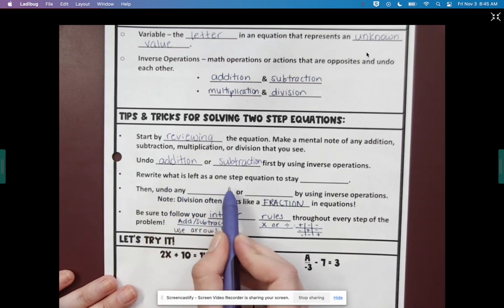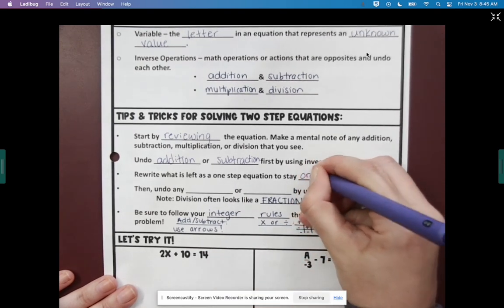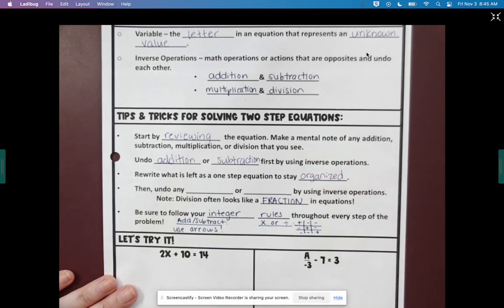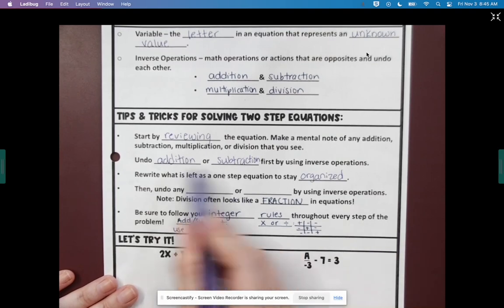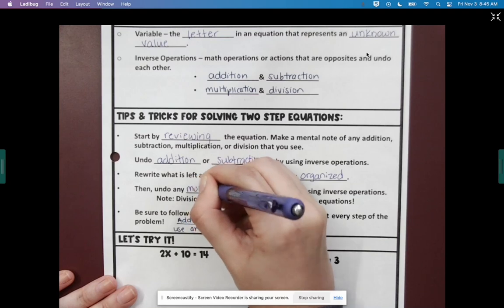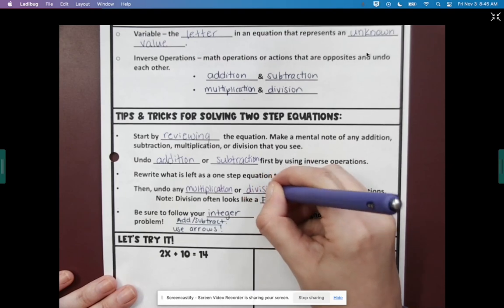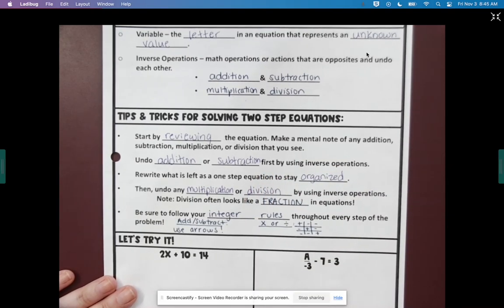You're then going to rewrite what is left as a one-step equation to stay organized. A lot of us like to skip that step, and then we lose track of our equation. Okay, once you have that one-step equation left after undoing addition or subtraction, then you can start undoing any multiplication or division by using those inverse operations. Division in an equation will often look like a fraction. So you can see that right here. A over -3 can also be read as A divided by -3.